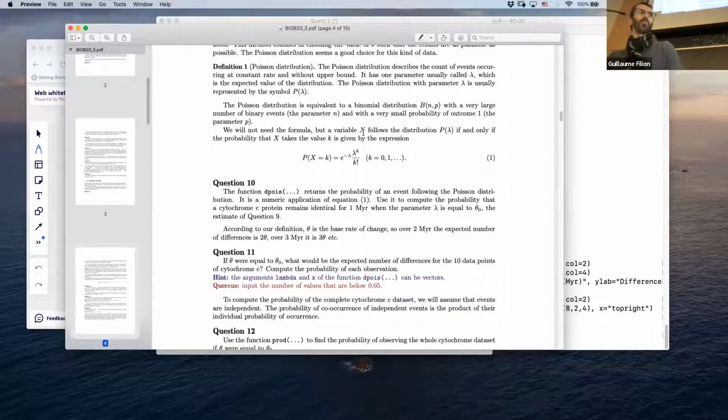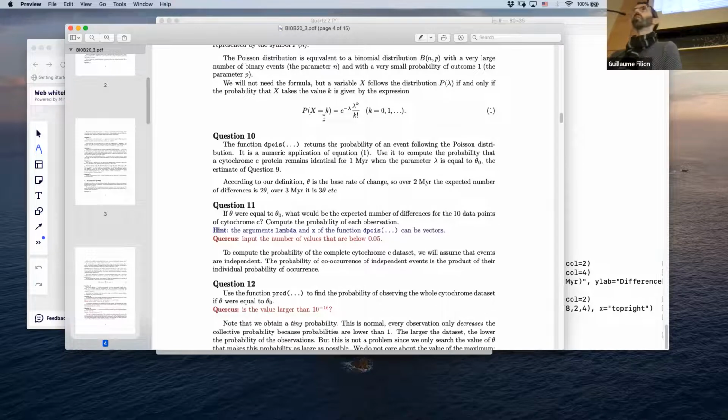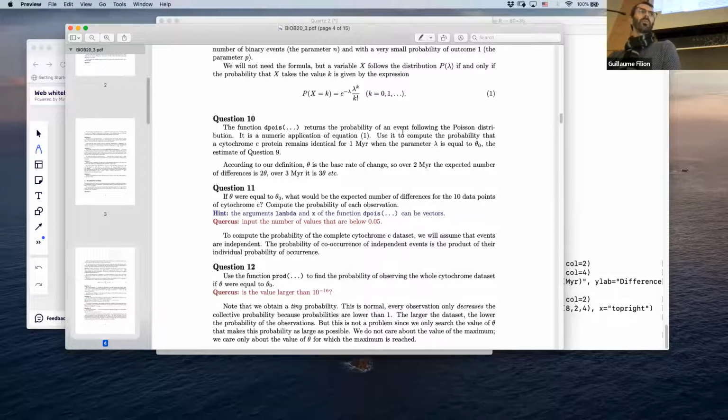We will not need the formula, but a variable X follows the Poisson distribution P(lambda) if and only if the probability that X takes the value k is given by the Poisson formula. So that's the formula if you want it. Pretty nice formula, actually. Question 10. The function dpois returns the probability of an event following the Poisson distribution. Its formula 1 is dpois in R. It is a numeric application of equation 1. Use it to compute the probability that a cytochrome C protein remains identical for 1 million years when the parameter lambda is equal to theta 0, the estimate of question 9.